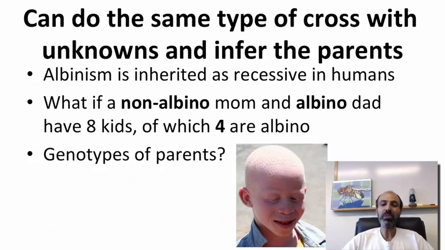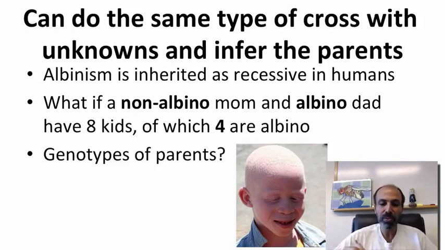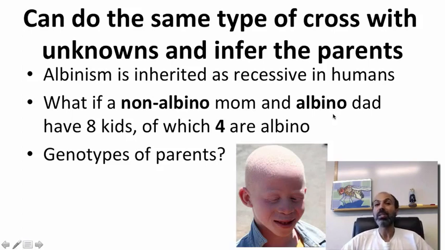Now, we can do the same type of cross with unknowns and actually infer the parents. Albinism, being an albino, is inherited as a recessive in humans. Now, what if you have a case of a non-albino mom and an albino dad? They have 8 kids, and let's say 4 of these 8 kids are albino. Can you infer just from this information on this slide what the genotypes are of the parents?